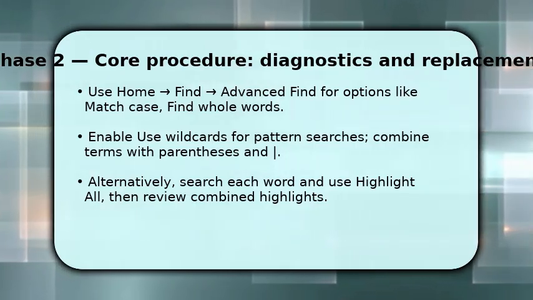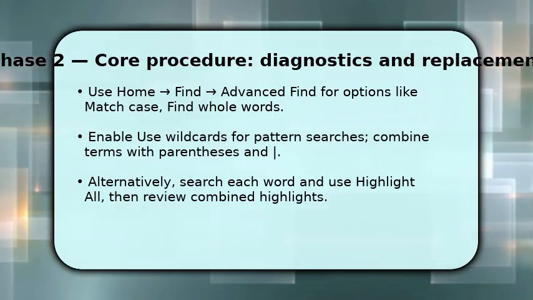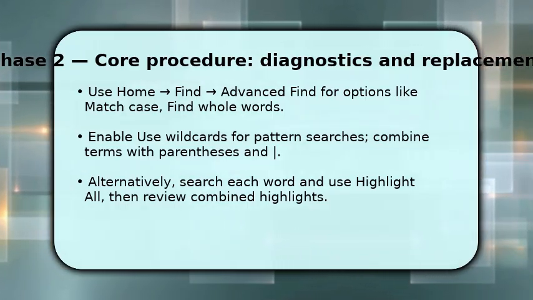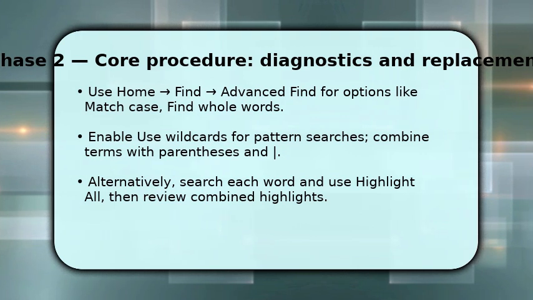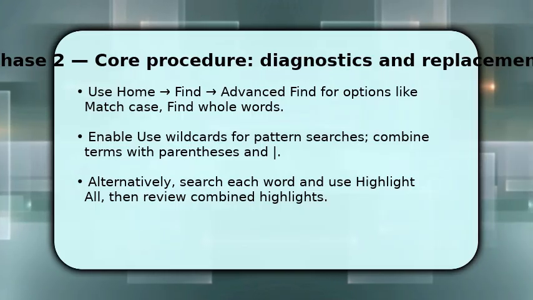If wildcards feel risky, search one term, click Find in, right arrow, main document, right arrow, highlight all, then repeat for the next term so you accumulate highlights. This step saves time and creates a visible map of every hit.